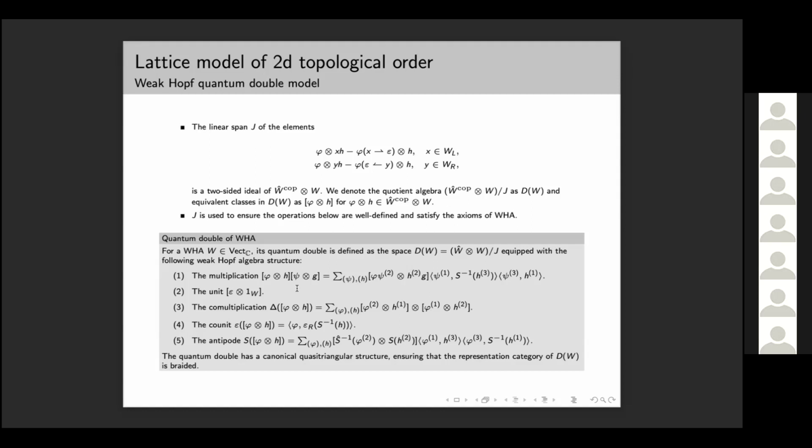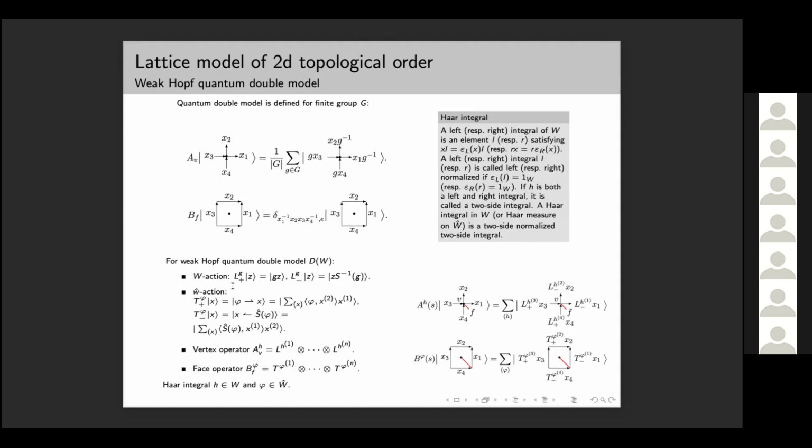To construct the Hopf quantum double of the Hopf algebra, we first need to construct the ideal G. This G is constructed in this way because we must ensure that the following definition is well defined. So we need to take the dual. This W hat is the dual of W, and we further ensure that G has the well-defined structure of this quantum double. This is a little bit complicated, so I will skip this part.